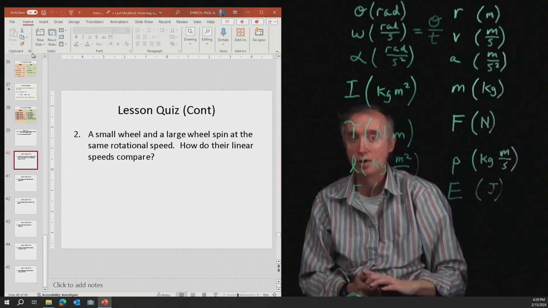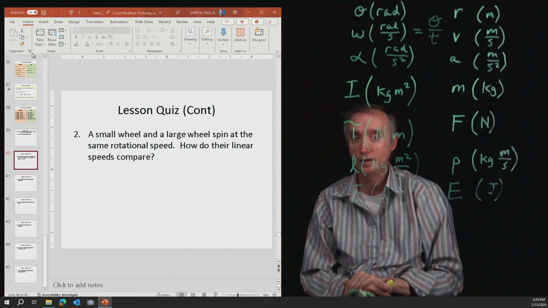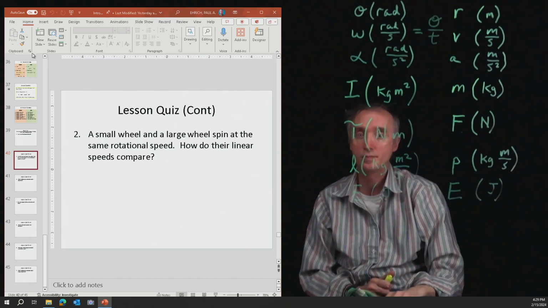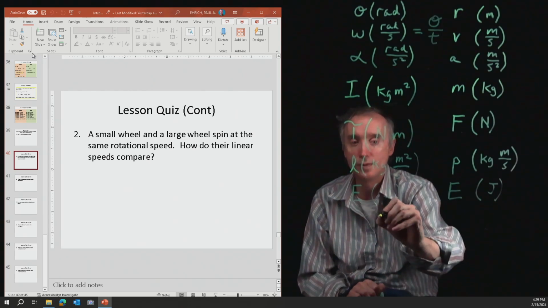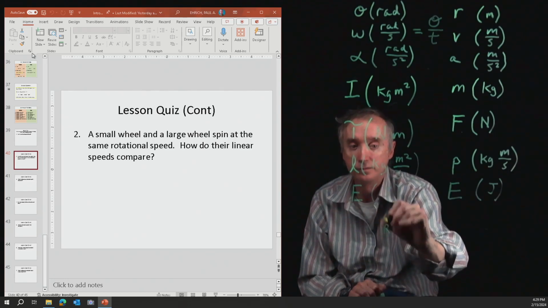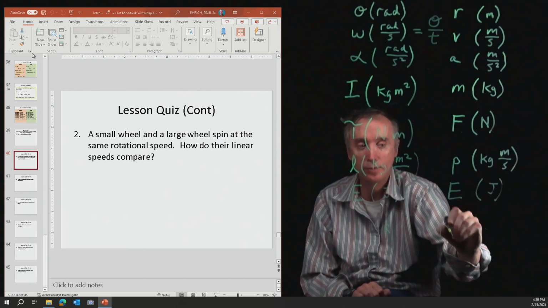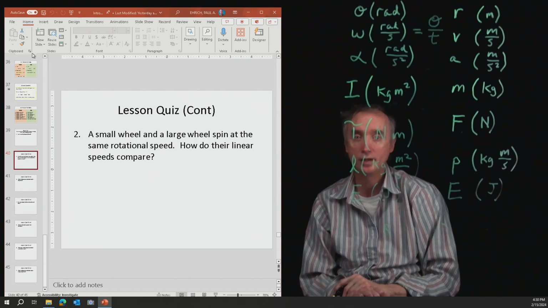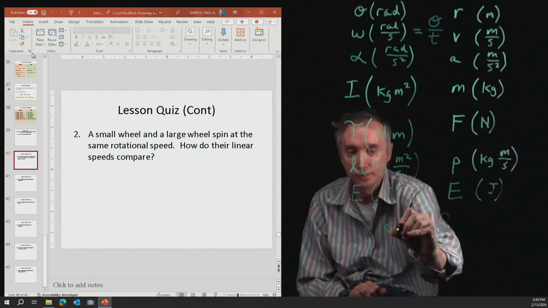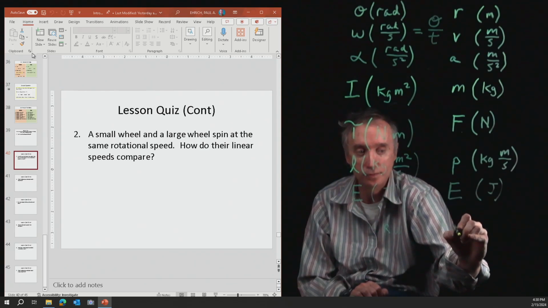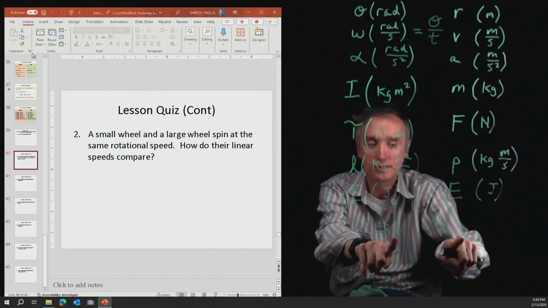Number 2, a small wheel and a large wheel spin at the same rotational speed. How do their linear speeds compare? Okay, so we've got a small wheel, which means it's going to have a small r, and then you've got a large wheel, and so this one's going to have a big R, and they're both spinning at the same rotational speed. So let's say that the omega is the same size. If they both have the same rotational speed, the omegas are going to be the same.